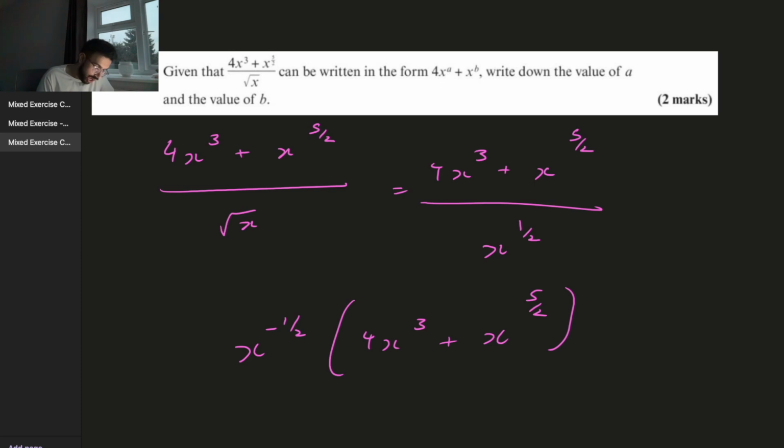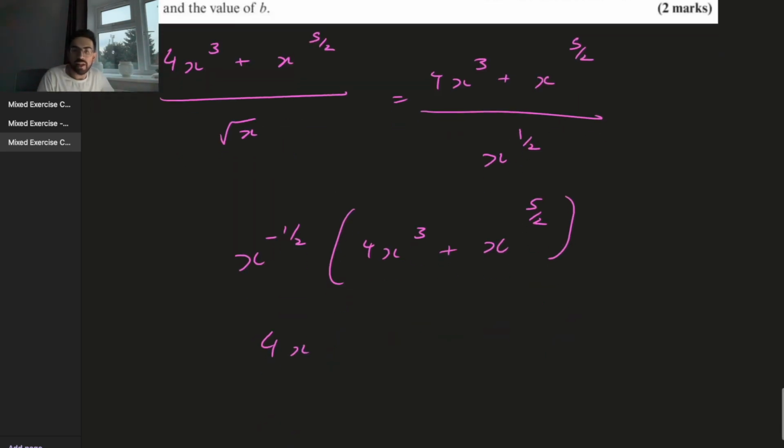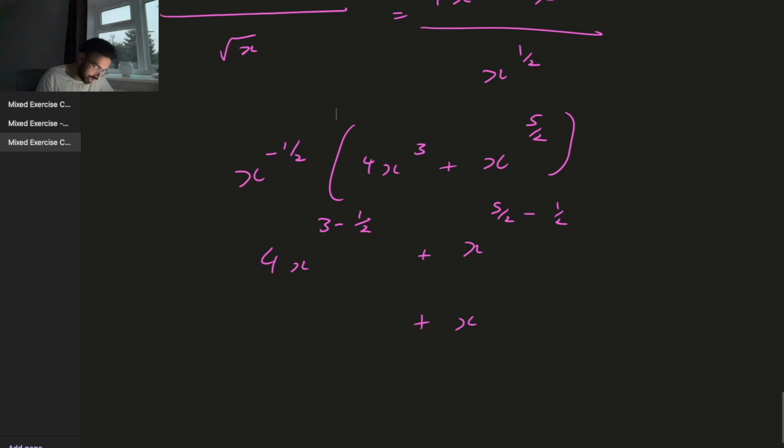Now, all I have to do here is I multiply the 4s and then I just deal with the powers. So 3 minus a half, that's what I'm doing. Then I'm doing plus x to the 5 over 2 minus a half. So it's going to be very, very simple and straightforward to follow. So this is going to end up as 4x squared plus x to the power 5 over 2. So my a is equal to 5 over 2, and my b is equal to 2.